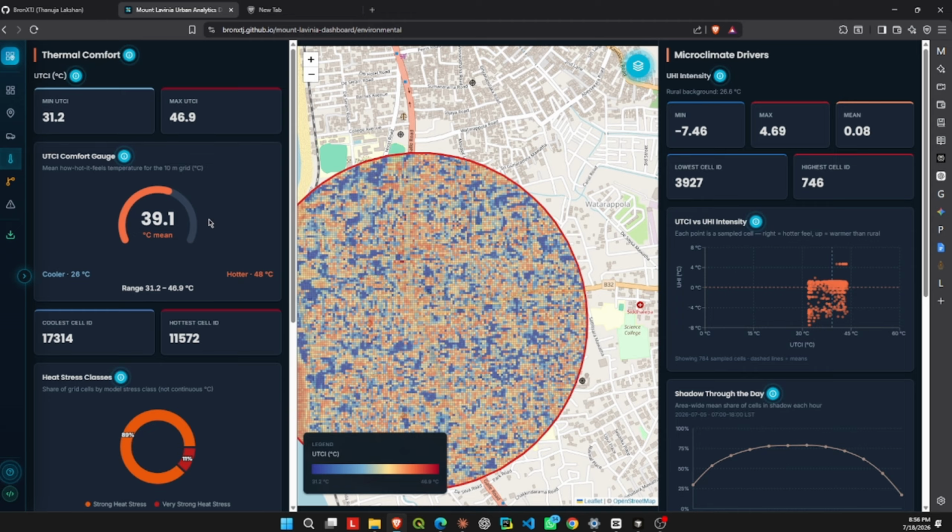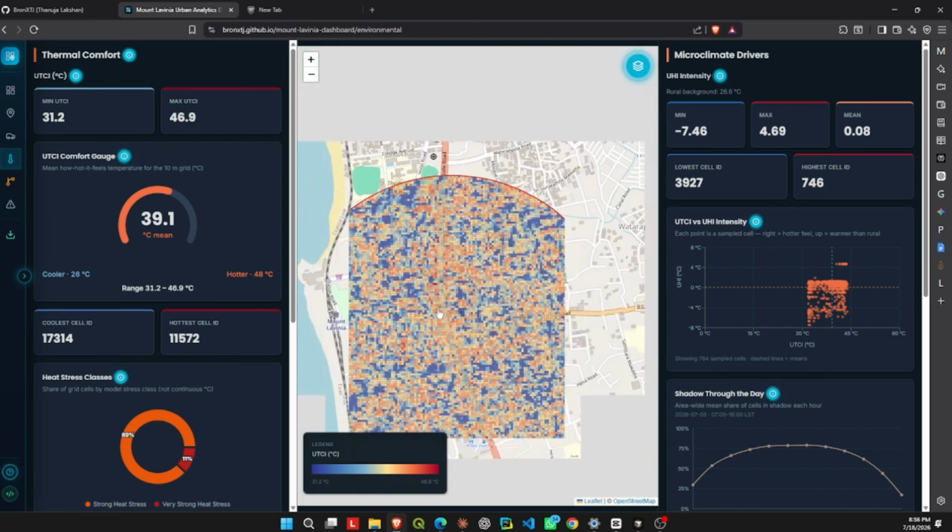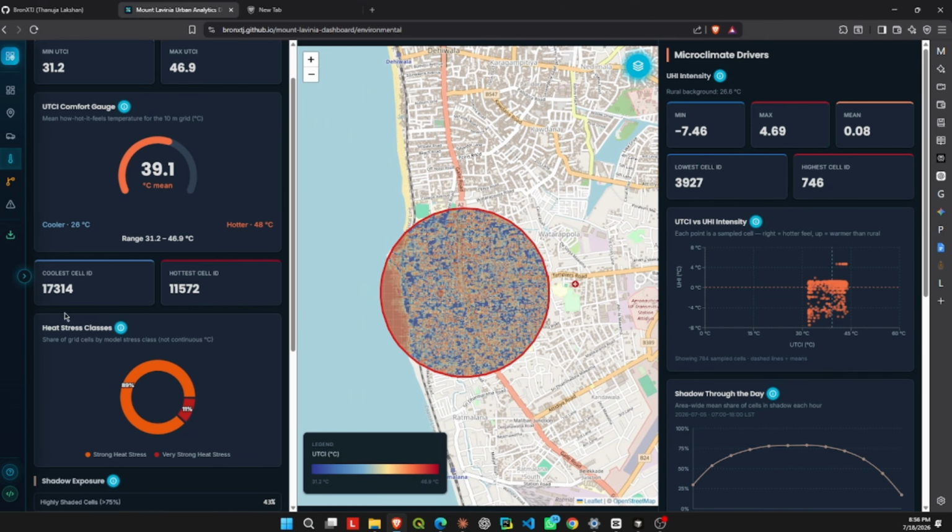Then the UTCI comfort gauge tells us overall how thermally stressful the corridor is for pedestrians. This is the range from cooler to hotter. This supports planning decisions like shade and cool surfaces as well as pedestrian-friendly street redesign. Here you can see the coolest and hottest cell IDs, and then heat spread classes.